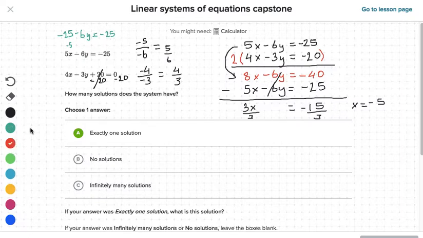Now, I hope you recognize here that by adding 25 to both sides, we're actually done. Because by adding 25 to both sides, we cancel out the 25s, and we end up with negative 6y equals 0. And the only way that that could ever be true is if y is also equal to 0. So that gives us y equals 0.